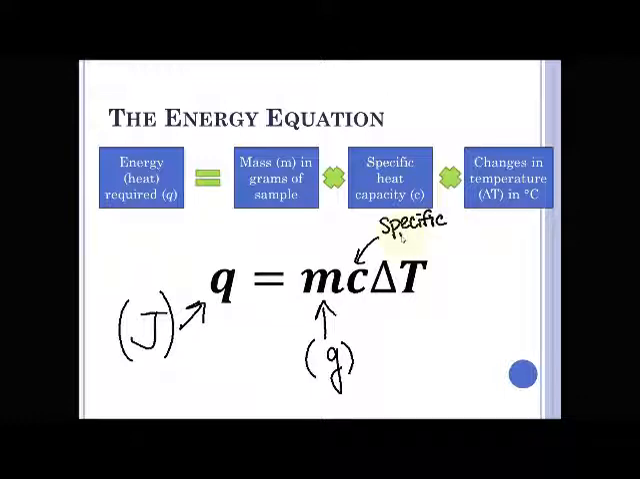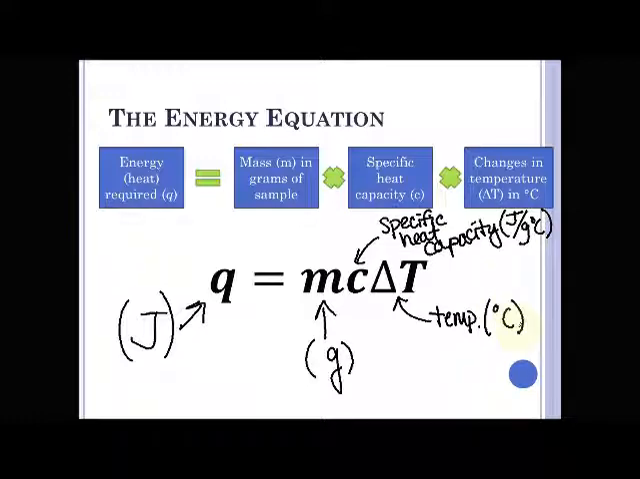So you might have to look it up in the table, or I might give it to you in the problem, or you might even have to solve for it. And that is joules over grams degrees Celsius. And then last but not least, we have T, which stands for temperature in degrees Celsius.